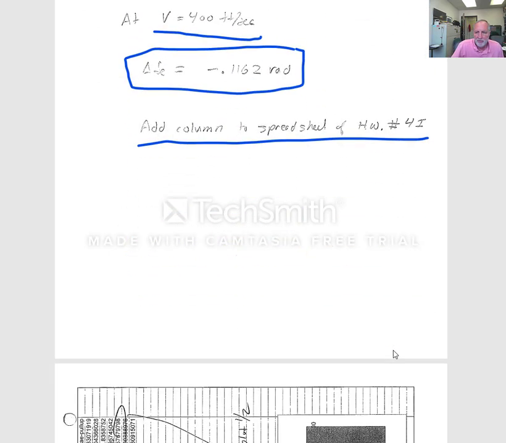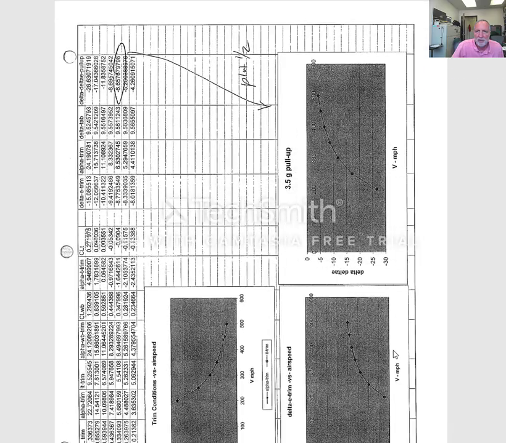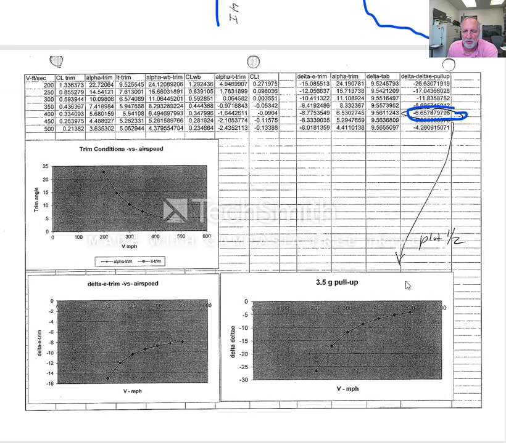Then you're going to add a column to the spreadsheet of homework number 4I, which is what we were looking at just previously. So here's the spreadsheet. Let's rotate this, and this is in degrees here. So you'll calculate that value, verify with your hand calculations, and then you'll do this plot here.